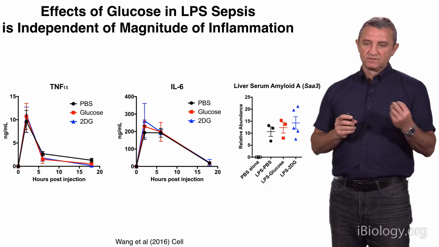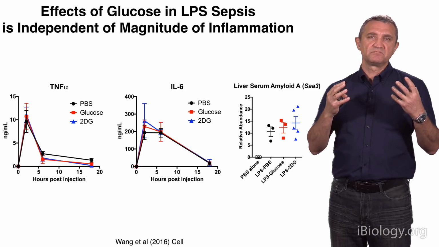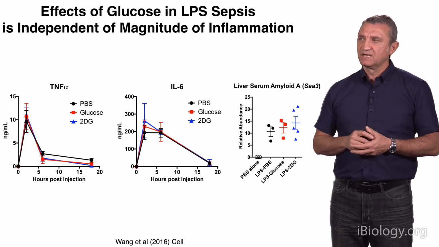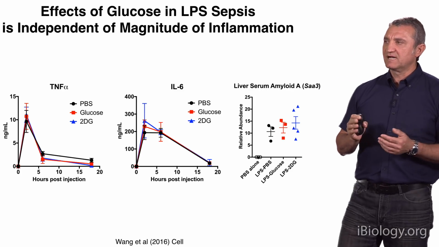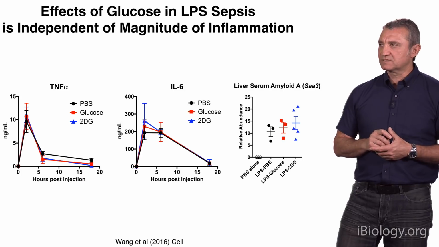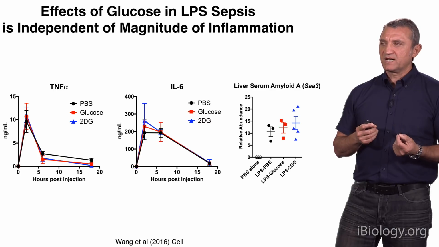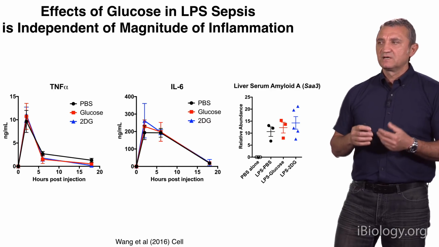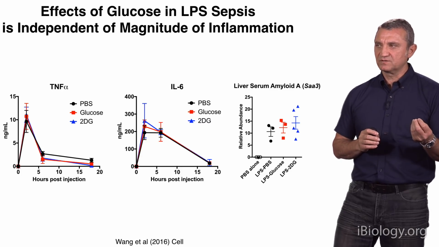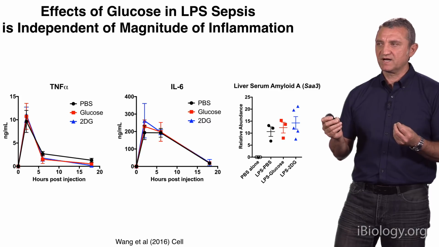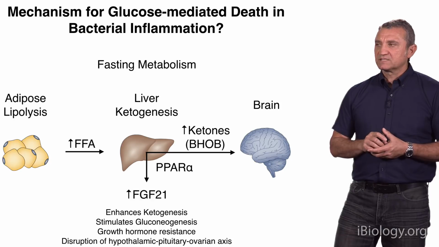Interestingly, these effects of glucose and 2-deoxyglucose were not due to changes in the magnitude of the inflammatory response. If we measure the major inflammatory cytokines, including TNF, IL-6, or acute phase proteins such as serum amyloid protein, you can see that regardless of whether it's a control mouse or a mouse given glucose or 2DG, the level of inflammatory response was the same. So the fact that mice given glucose die and mice given 2DG survive is not due to changes in the inflammatory response. So then we asked, what is it due to?